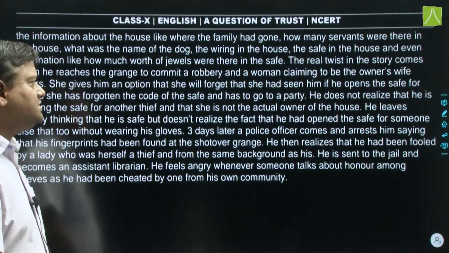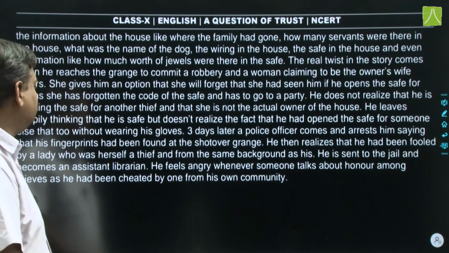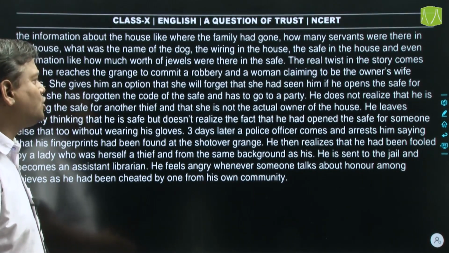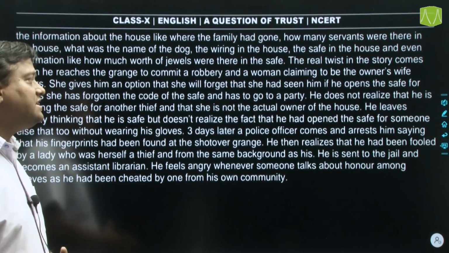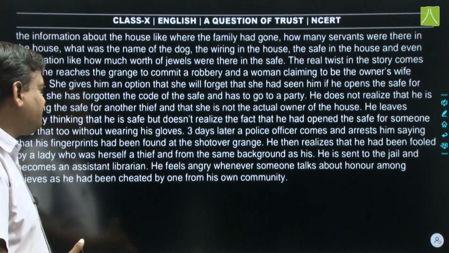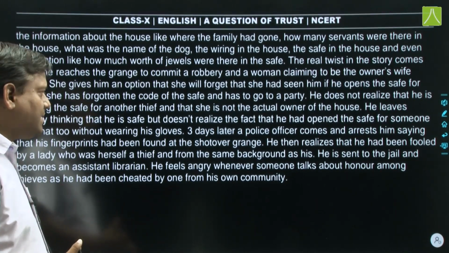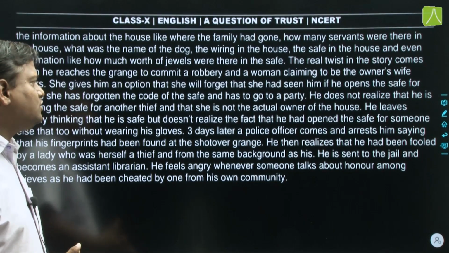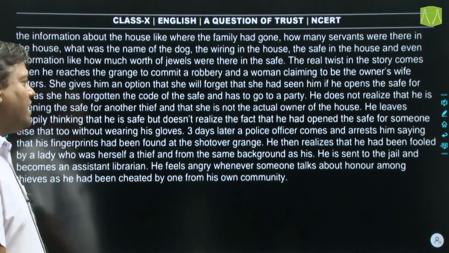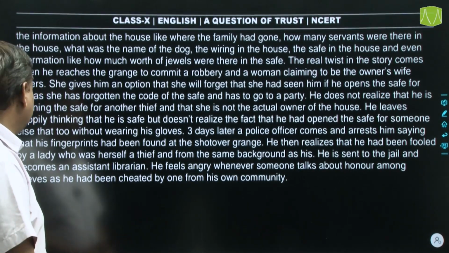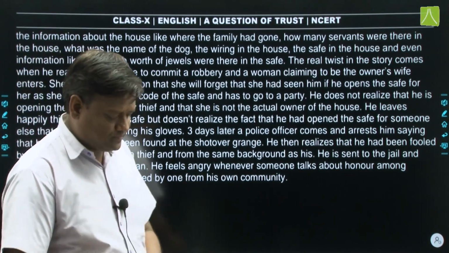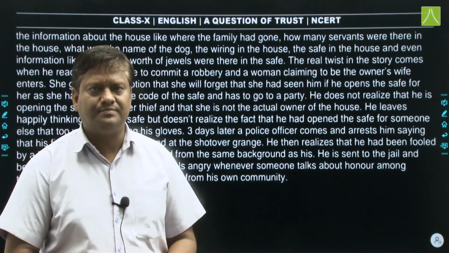Three days later, a police officer comes and arrests him, saying that his fingerprints had been found at the Shotover Grange. He then realizes that he had been fooled by a lady who was herself a thief and from the same background as his. He is sent to jail and becomes an assistant librarian. He feels angry whenever someone talks about honor among thieves, as he had been cheated by one from his own community. So this is the summary of this chapter.